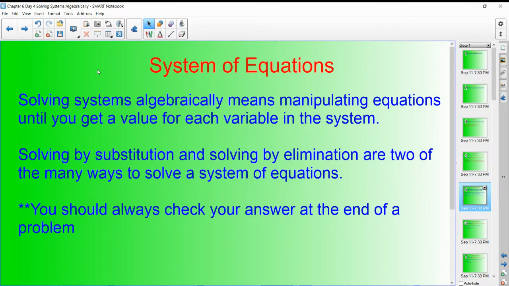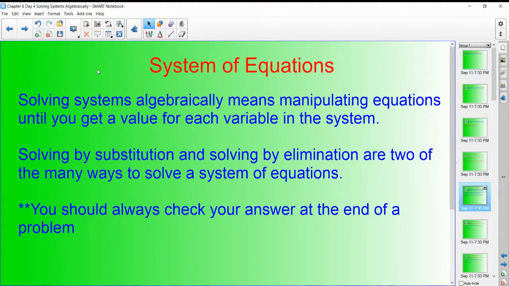So a system of equations. Okay, when I say solving algebraically, it means manipulating the equations, putting them together, eliminating variables, solving for x or solving for y, and then using that to find the other one. So your answer is still going to be an xy coordinate point. Now, substitution and elimination are two of the many ways to solve systems. In more advanced math, we learn about a process called solving with matrices, which uses the ideas that we're going to learn today with substitution and elimination.